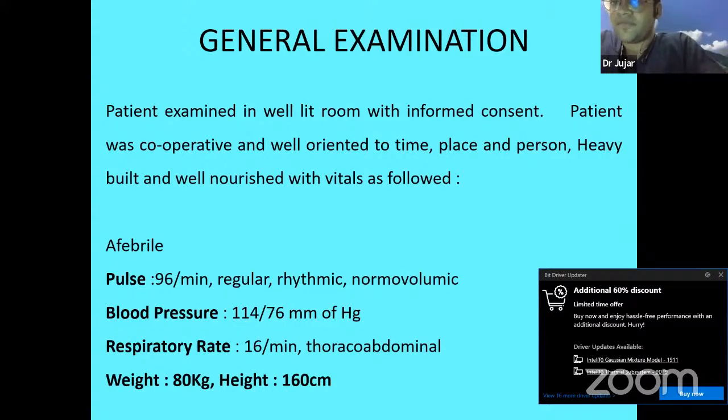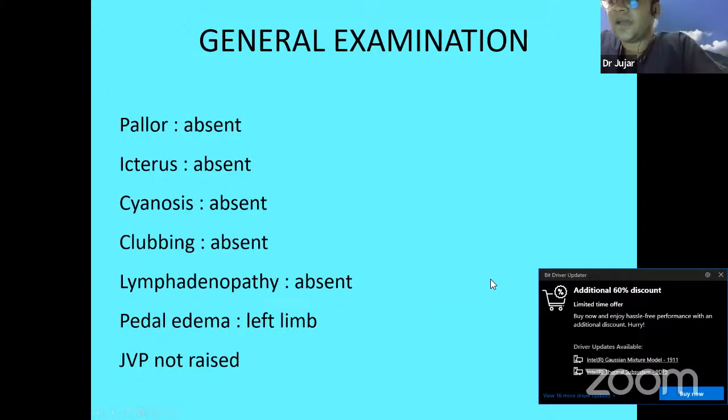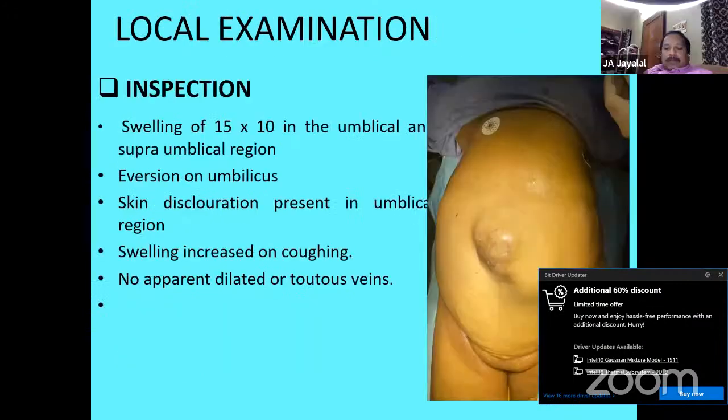The patient was on the hefty side. She weighed 80 kgs, and the height of the patient was 160 centimeters. On general examination, there was no pallor, icterus, cyanosis, clubbing, or any lymphadenopathy. So on local examination. Now, what is our BMI?